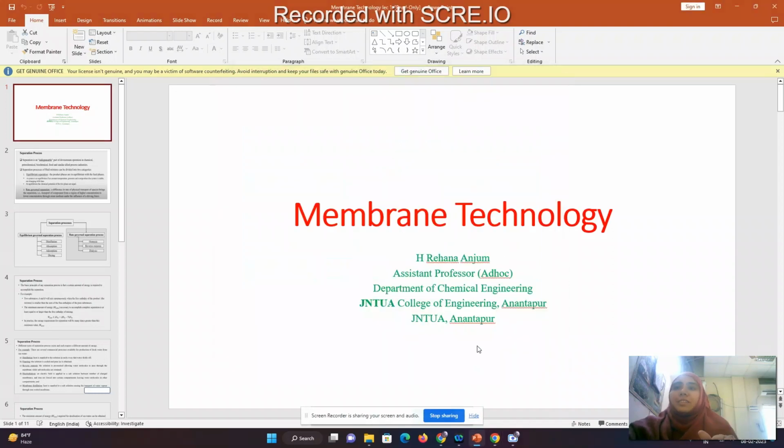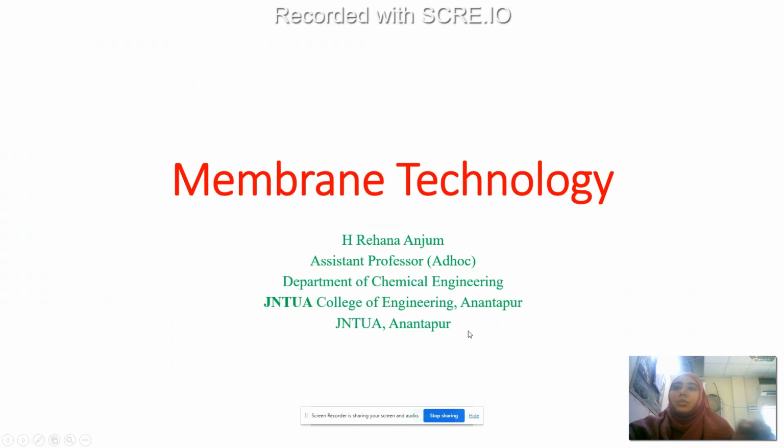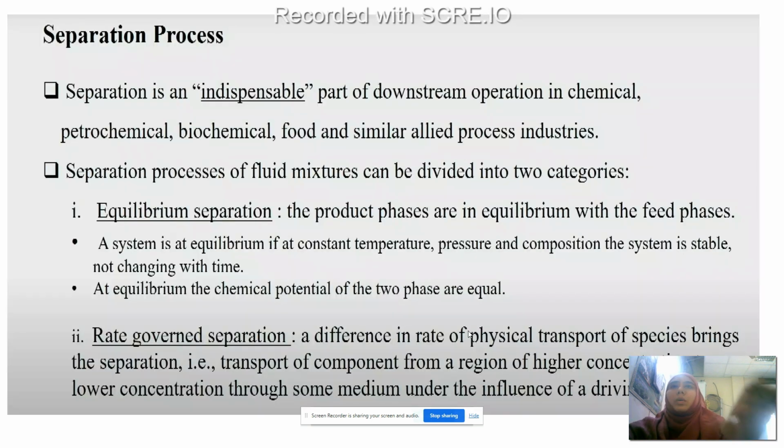Good morning, students. This course is membrane technology. As you know, this is the first class of membrane technology. The overview of membrane separation process basically depends upon the development of membranes. So now coming to some definitions. What is a membrane? Basically, there are different definitions of membranes and different types of membranes.